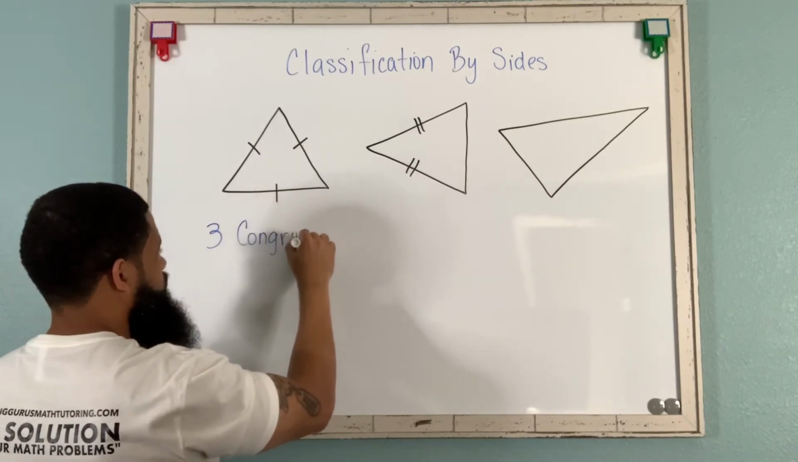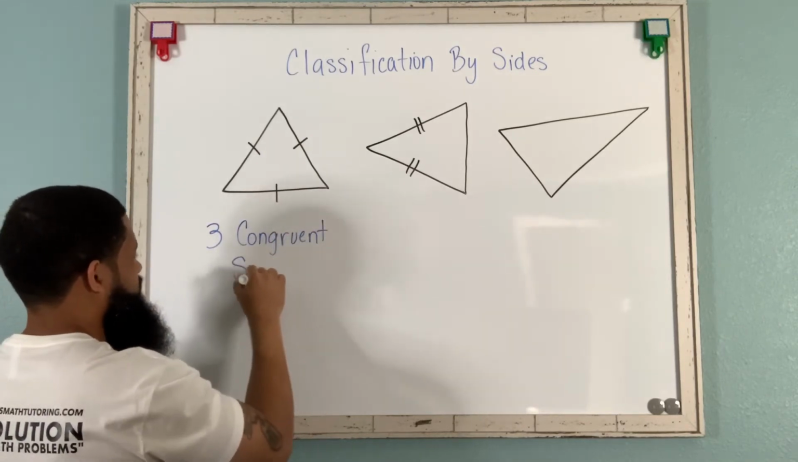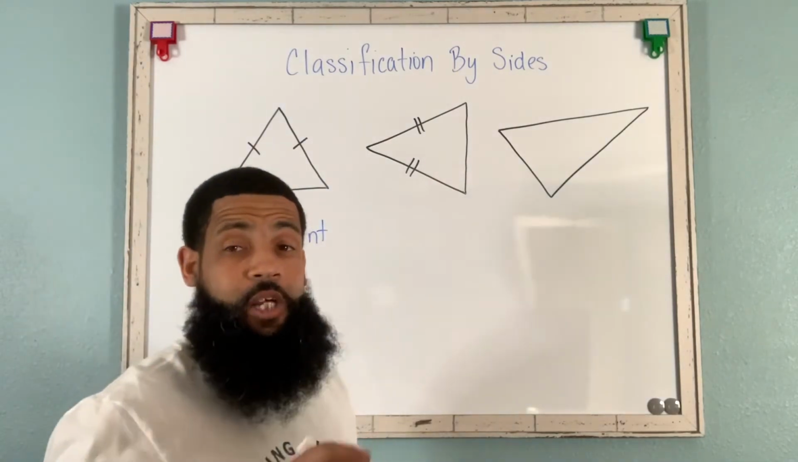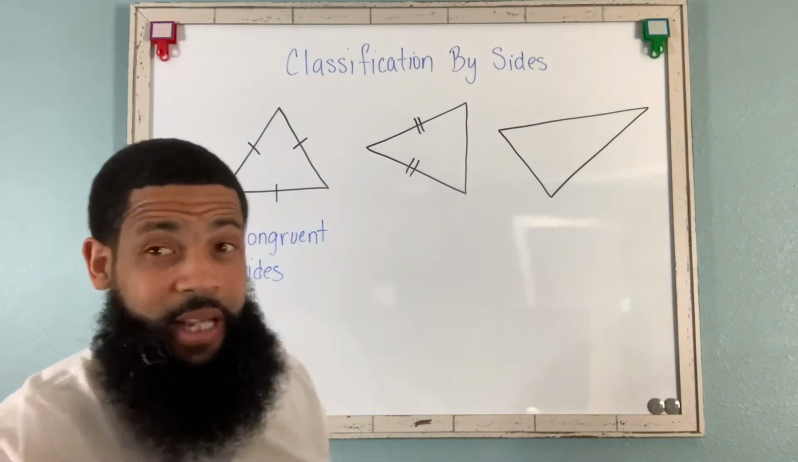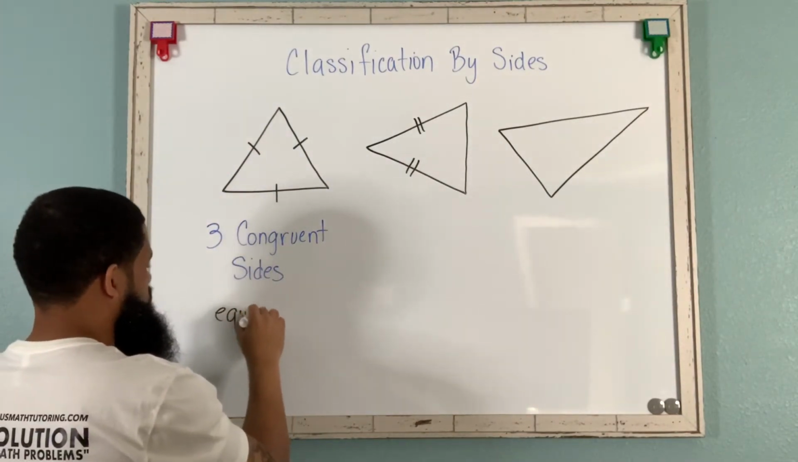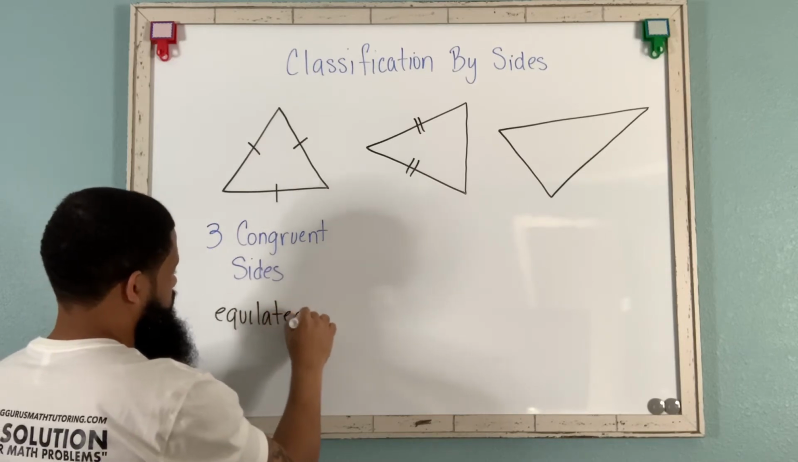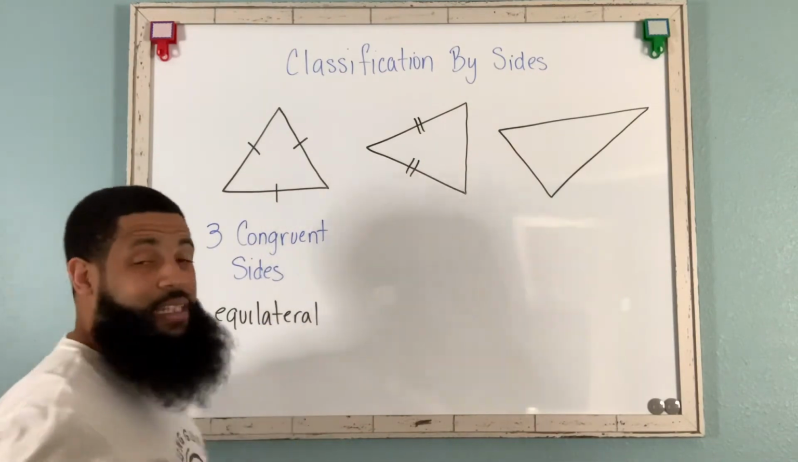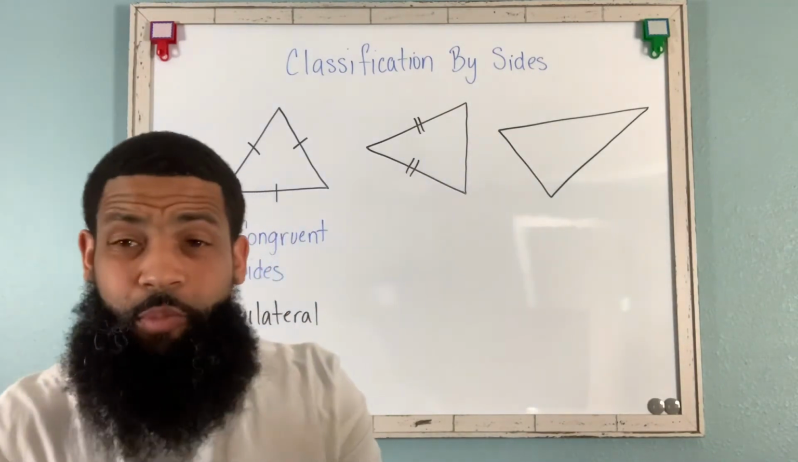congruent sides, right? And we call this one an equilateral triangle, okay? So when it has 3 congruent sides, it's equilateral, okay? Equilateral. And equal meaning same, and then lateral meaning sides, all right? Let's move on to the second one.